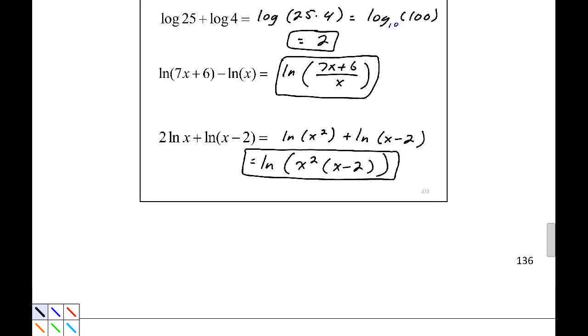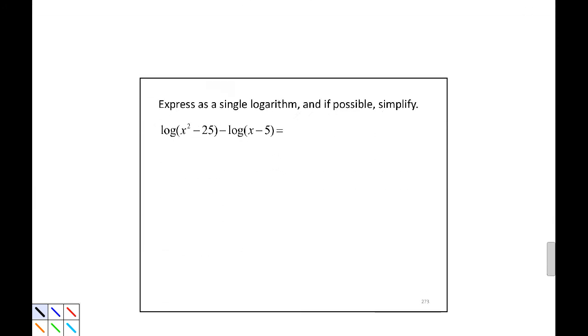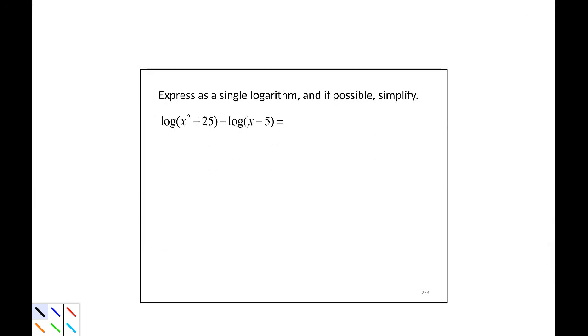Now for our last example in this objective, express as a single logarithm and if possible simplify. Log of the quantity x squared minus 25 minus log of x minus 5 as a quantity. So this is subtraction between 2 logarithms, so this will become a quotient. Let me say that again. My common log, so I have a base 10. So my numerator is x squared minus 25. My denominator is x minus 5 inside, or as an argument to my log.